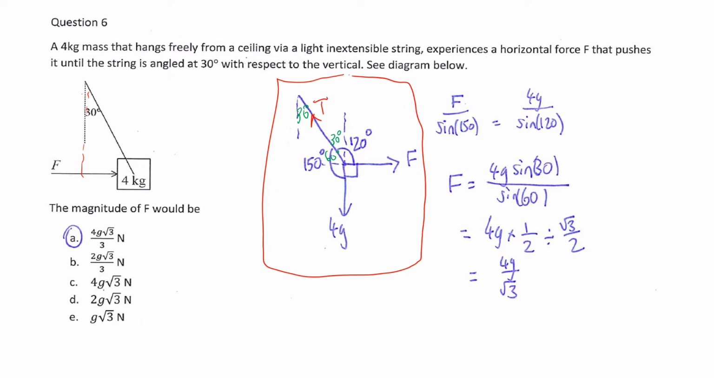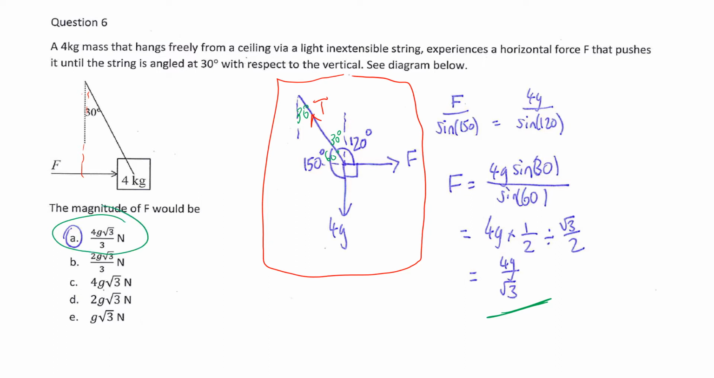So F relates to sine of the angle opposite, 150, as 4G relates to sine of the angle opposite it, and then of course we can get a solution for F. F is 4G on root 3, which rationalized gives us answer A.